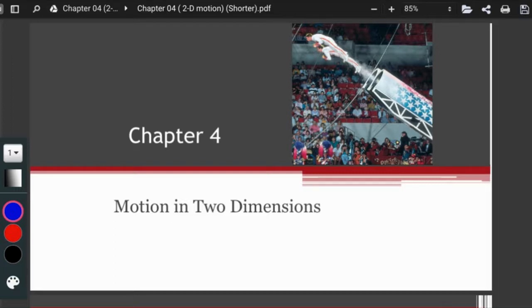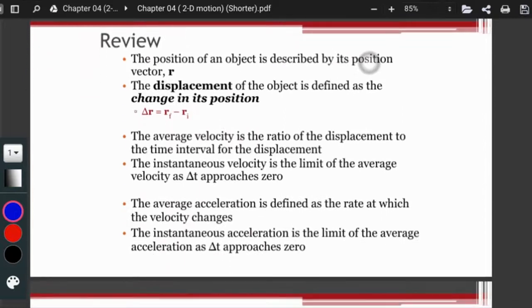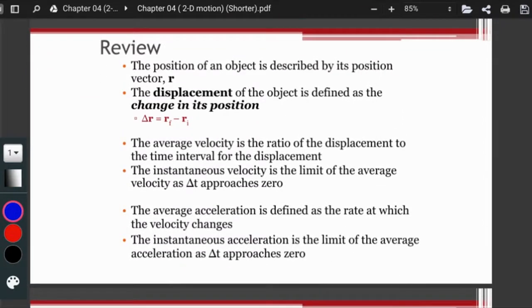Here we go. So back at the beginning of chapter 2, we started talking about the fact that where an object is, its position, is very important in our understanding of the universe. If we do not know the position of an object, we cannot describe anything else about the universe. And so identifying where something is, its position, is very important.